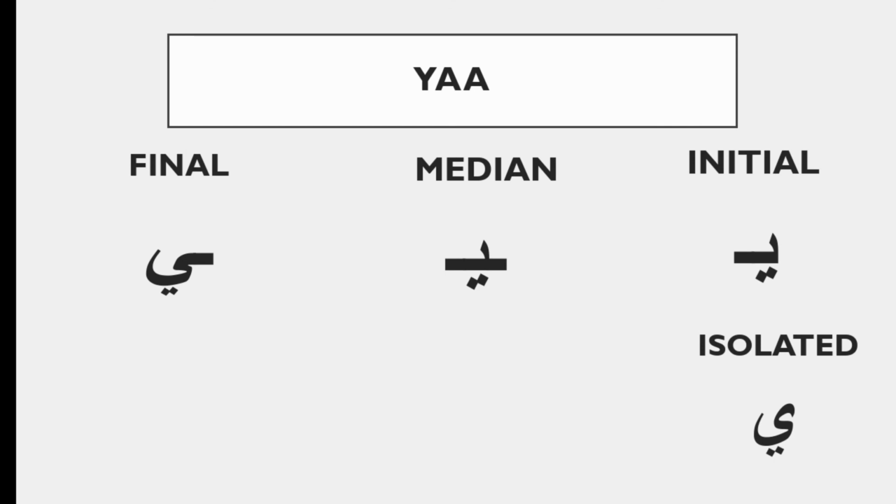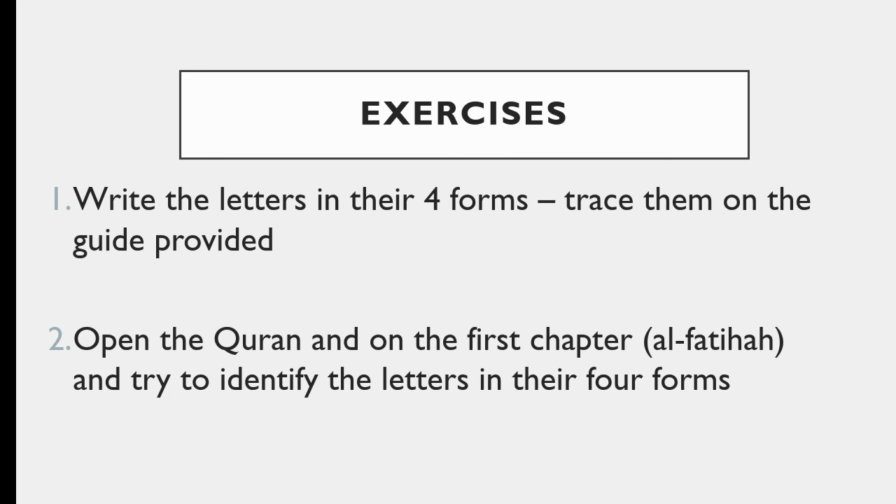So then we have ya. So that means we can't add letters to 7 letters at the left hand side. Those letters are Alif, Dal, Zal, Ra, Zay, and Waw. All other letters have different forms in each stage. Then you exercise, write the letters in the 4 forms. That means you write a letter in the 4 forms. That means you have 28 times 4.